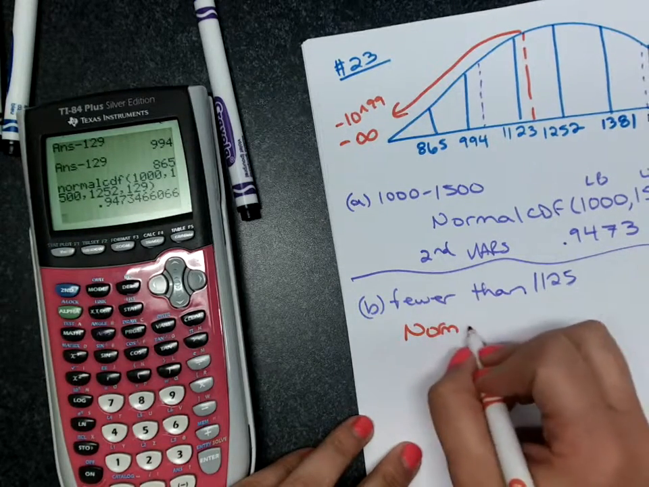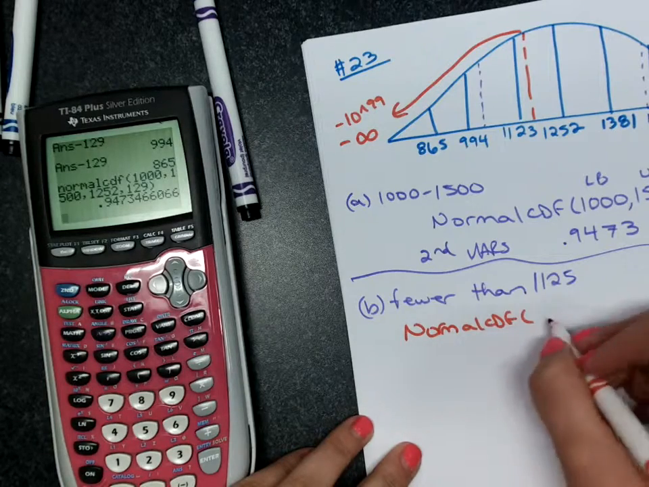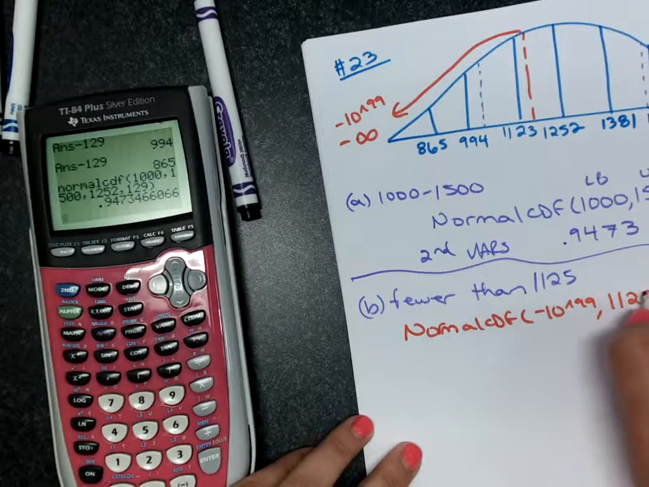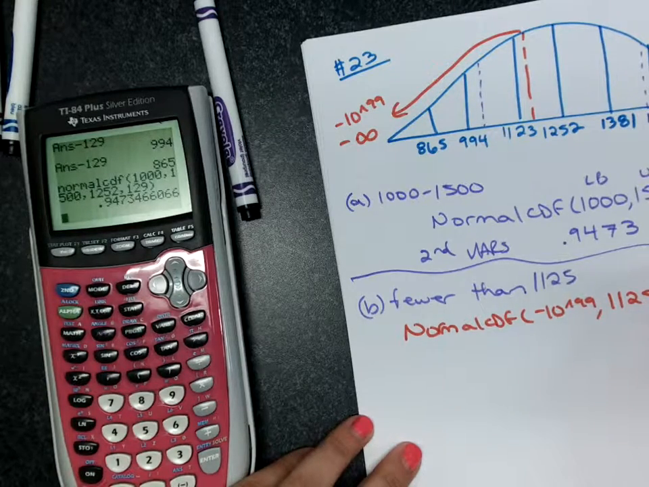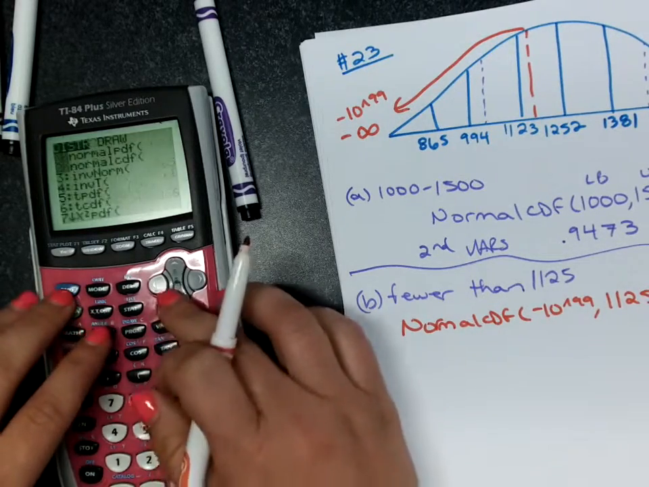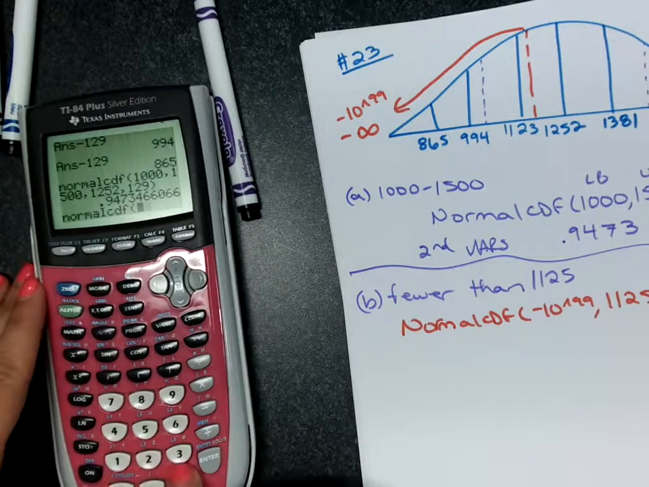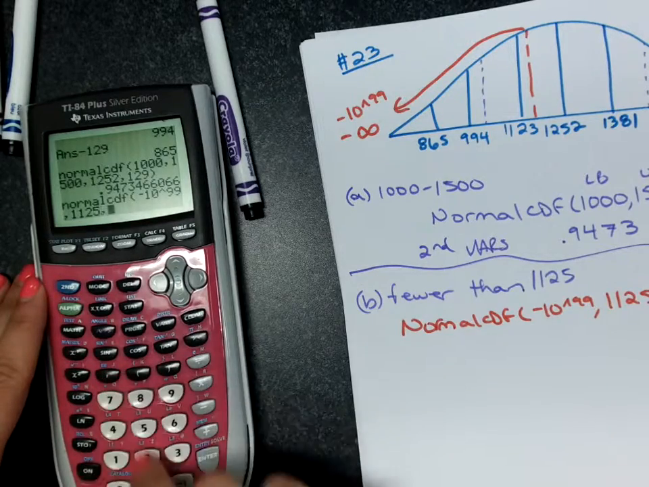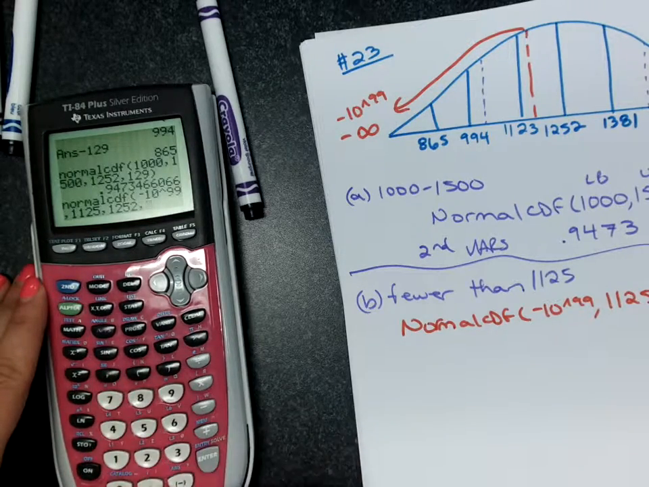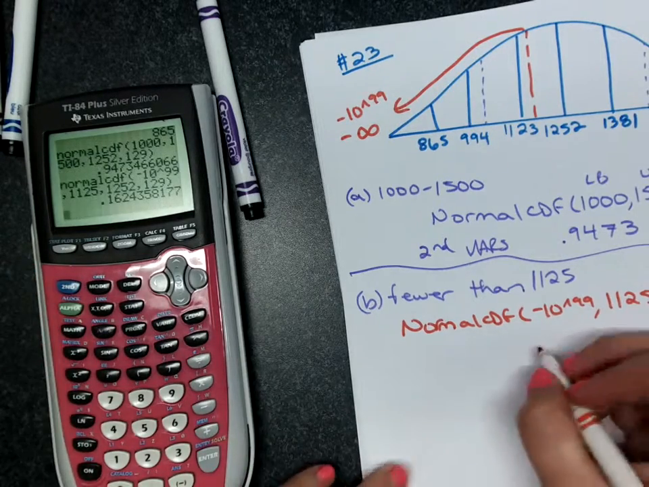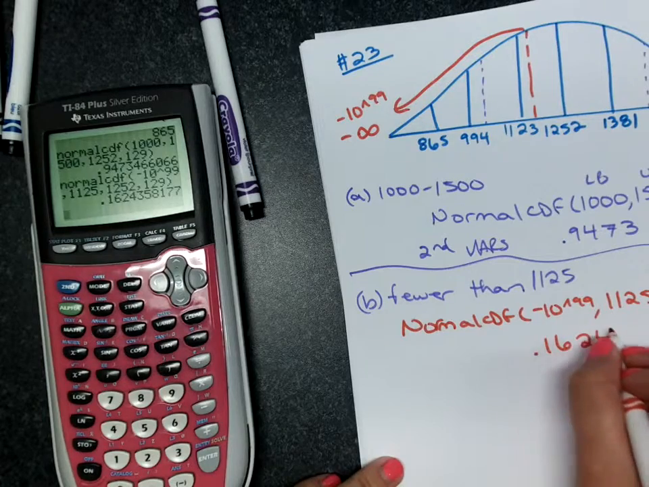So again, we'll use normal CDF. Negative infinity is our lower bound, up to our target value, 1125, with a mean of 1252 and a standard deviation of 129. We'll run that in. Second vars, normal CDF, negative infinity, 1125, 1252, and 129. That gives us 0.1624.